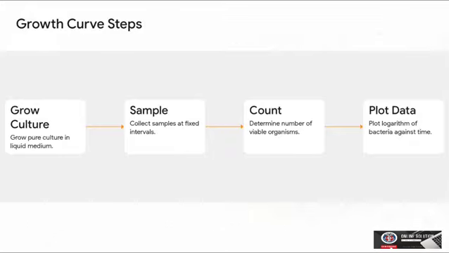Now, to actually track these infections and figure out that specific generation time, scientists use this classic, high-yield, four-step laboratory methodology to build the bacterial growth curve. They start by growing a pure culture in a liquid medium at a constant, highly controlled temperature. Then they collect samples at fixed intervals, say maybe every 30 minutes. Next, they determine the number of viable living organisms in each sample. And finally, they plot the logarithm of the number of bacteria per milliliter against time. This is what gives us our definitive visual map of the bacteria's entire life cycle.